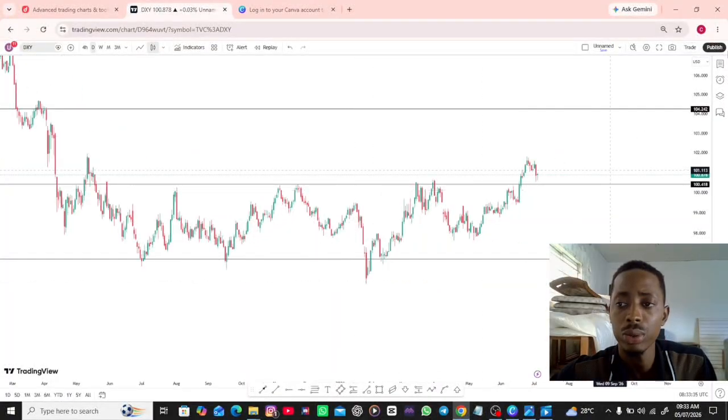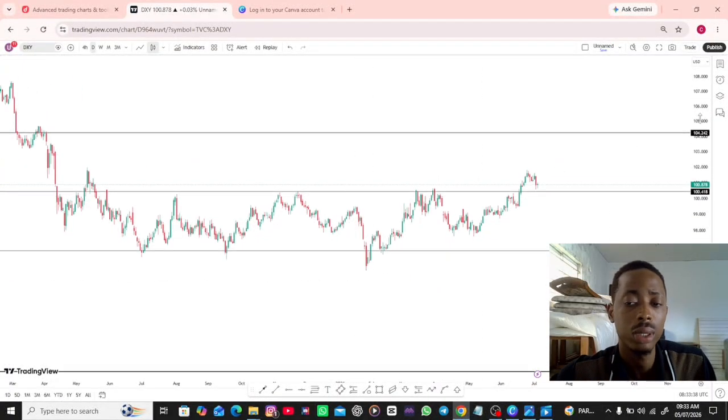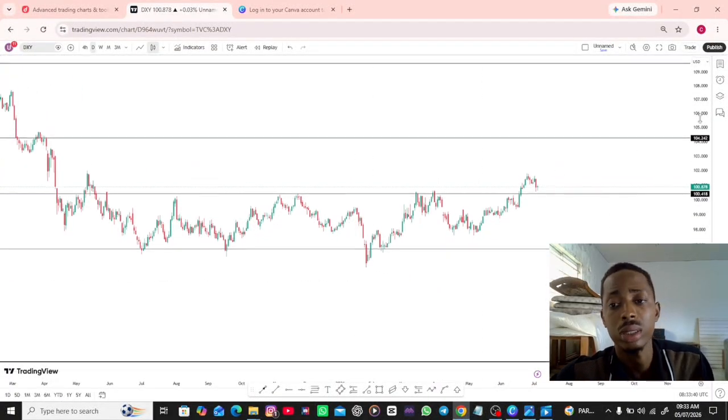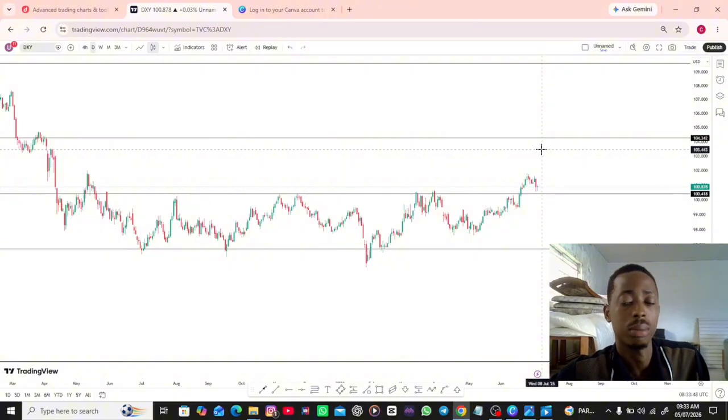Always come to my screen, this DXY. Whenever I open a forex chart, the first thing I look out for is the DXY. After the DXY, I look at the market structure. After the market structure, I look at price action, what price is doing at that level.